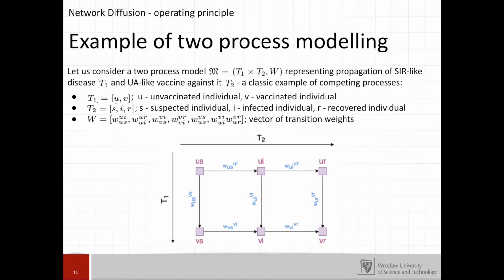Both processes affect each node of the network. Therefore, we can describe all possible states in the model with the following set, a Cartesian product of T1 and T2. Moreover, under the assumption that at each simulation step it is possible only to change the state of a node in the dimension of a singular process, we can list all available transitions, which is described in the picture.